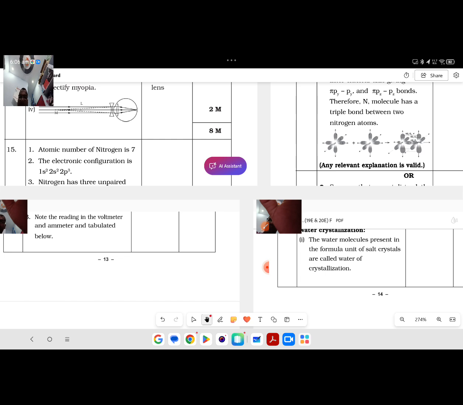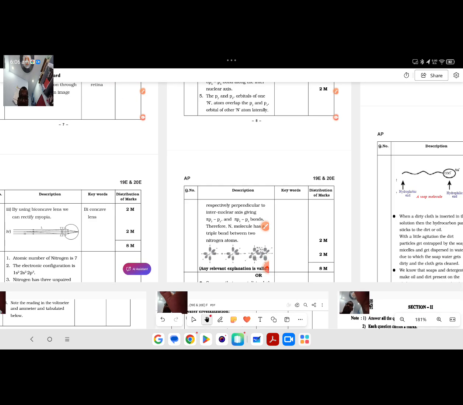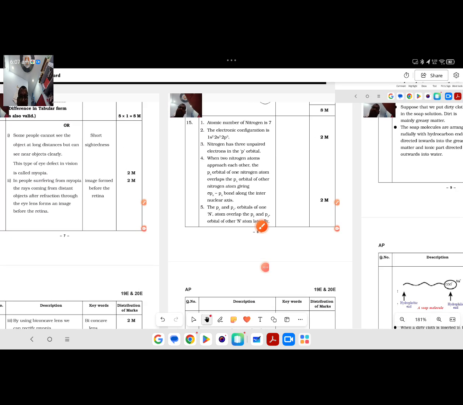Atomic number of nitrogen you should write, then the electronic configuration. Nitrogen has 3 unpaired electrons. After that, we discuss the perpendicular py orbital and pz orbital, what type of bond it is, and you also draw the diagram of it. For drawing this diagram, 2 marks will be allotted. Please focus more on this. And some explanation of the nitrogen molecule.